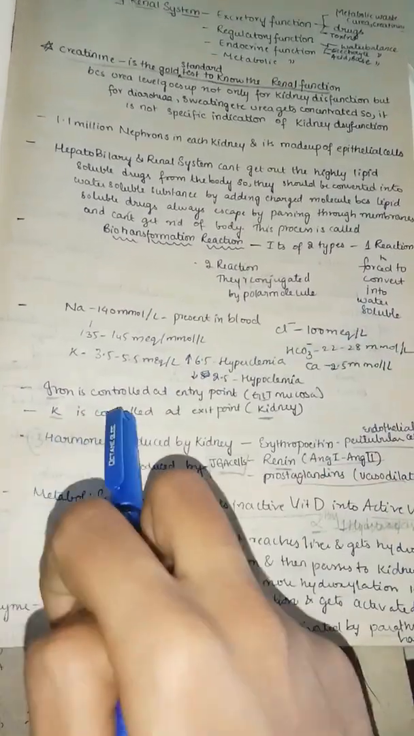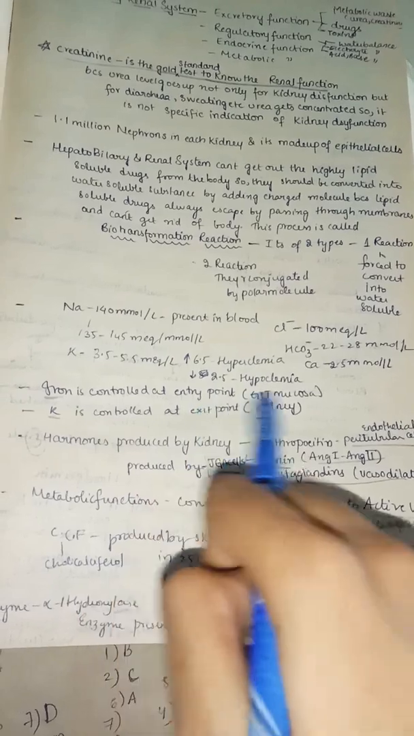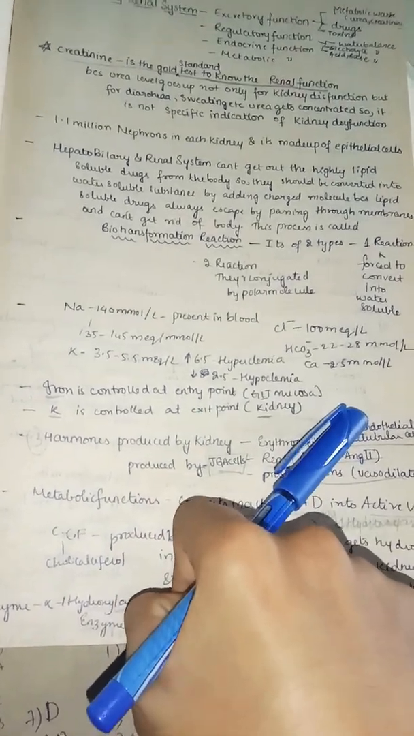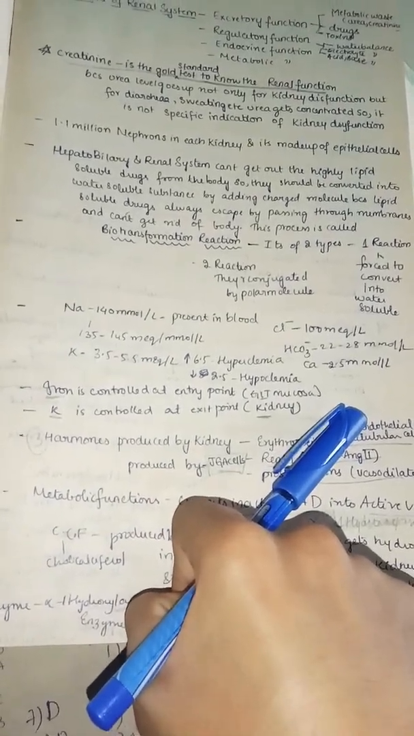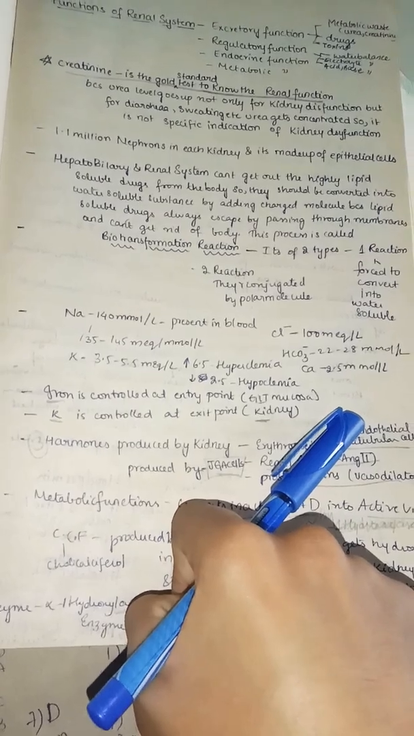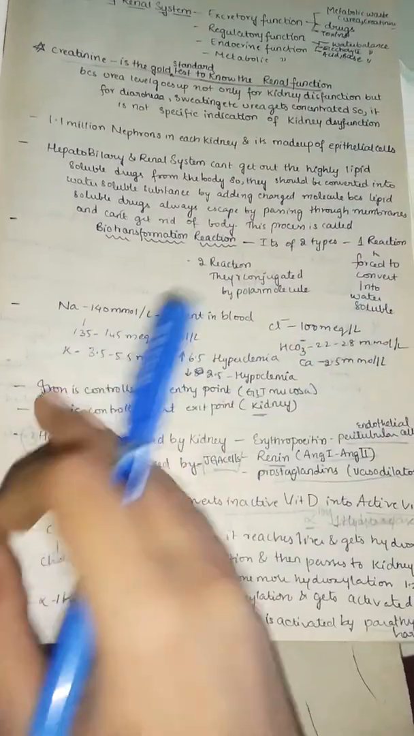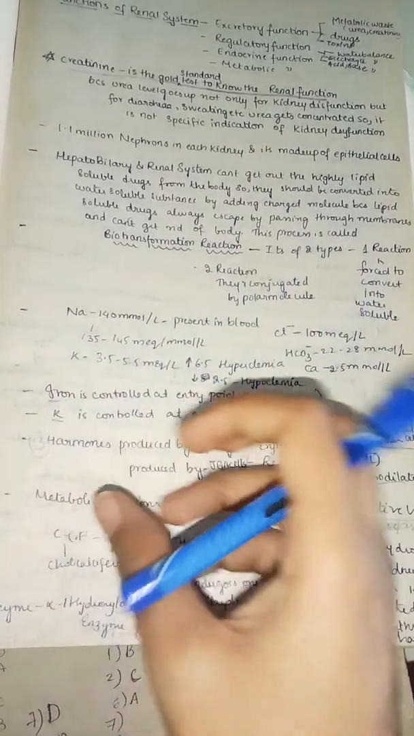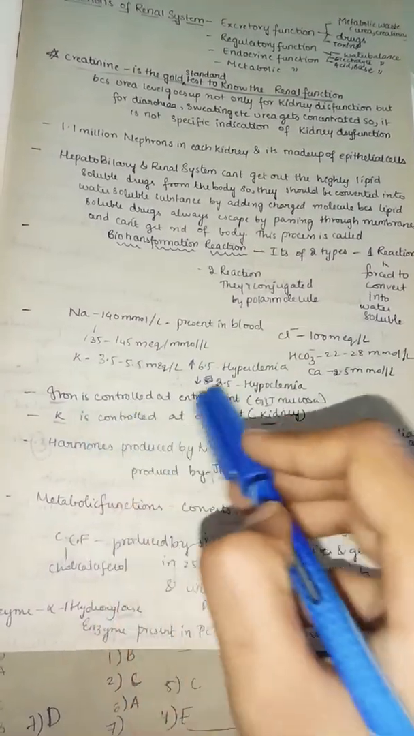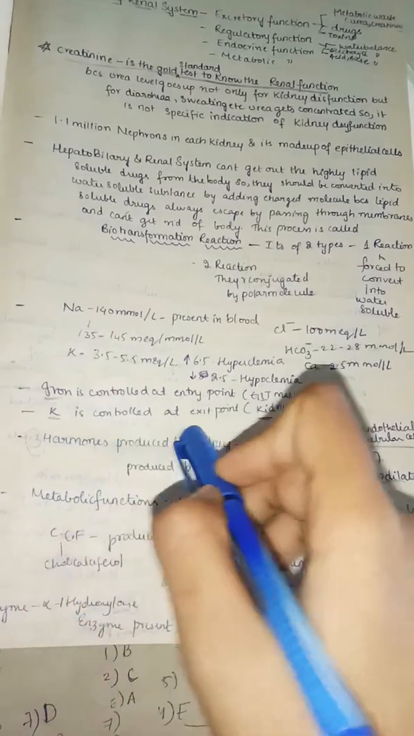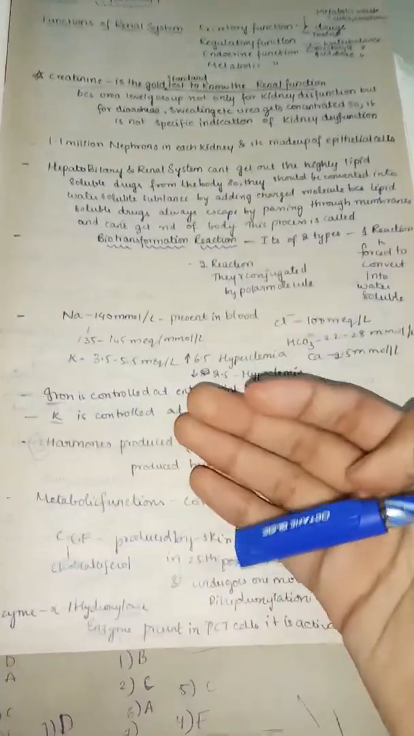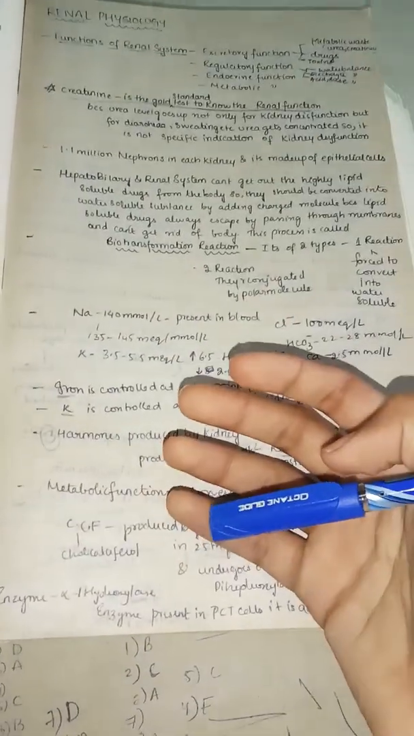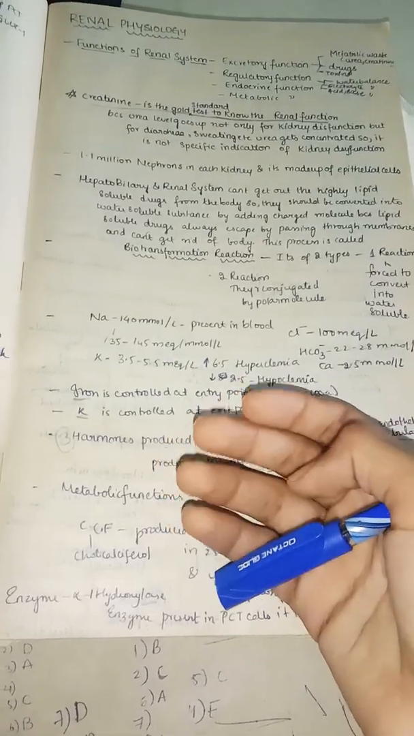So iron is controlled at the entry point, that is at the GIT mucosa. I have already discussed in the complete revision of GI physiology how iron enters the cell in the GI mucosa. Whereas potassium is controlled at the exit point, meaning potassium comes into the blood by means of the food you take.